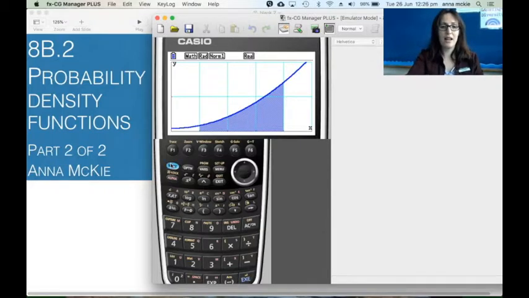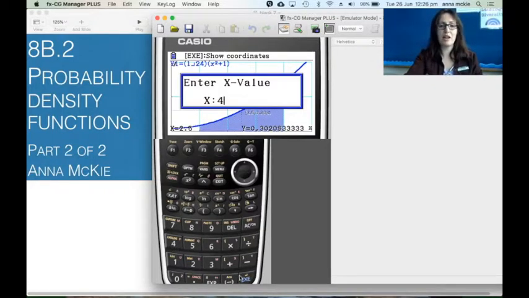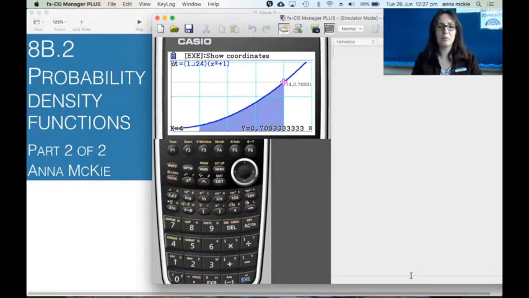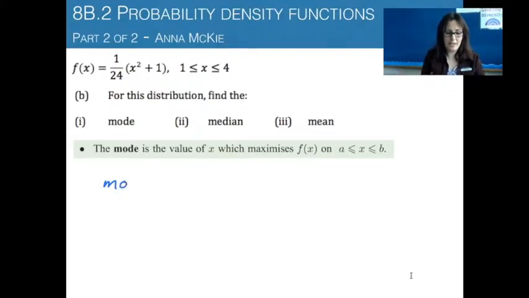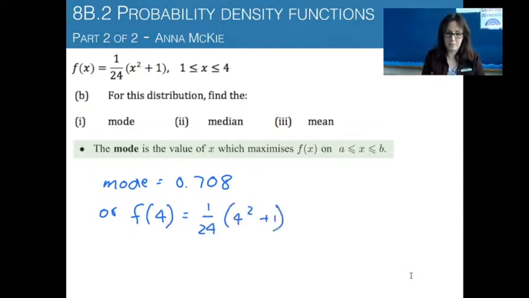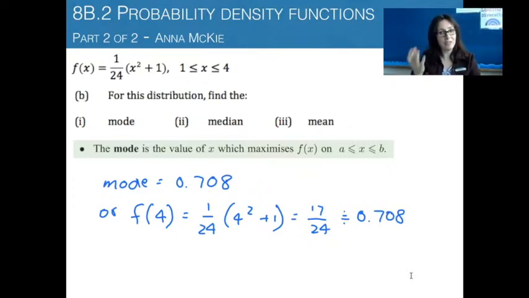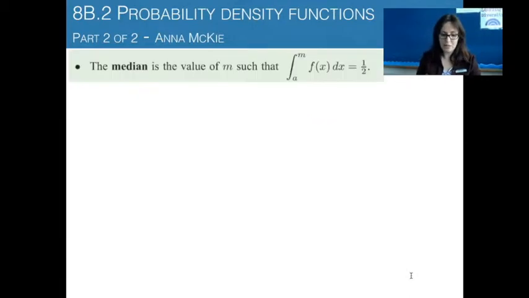So let's work out, I'm going shift trace, subbing in an x value of 4, and we get 0.708. So that's our maximum value. For this question, we're going to write down that our mode is 0.708. We did that with our calculator, or algebraically, it's the function at 4. So when x is equal to 4, you substitute that number in to get 17 on 24, which is approximately equal to 0.708. You can see why you need to have that visual to see what value you would substitute in for the mode. Next, we're doing the median.